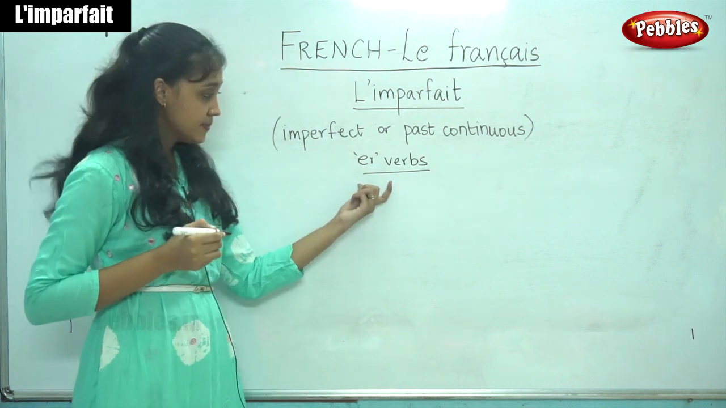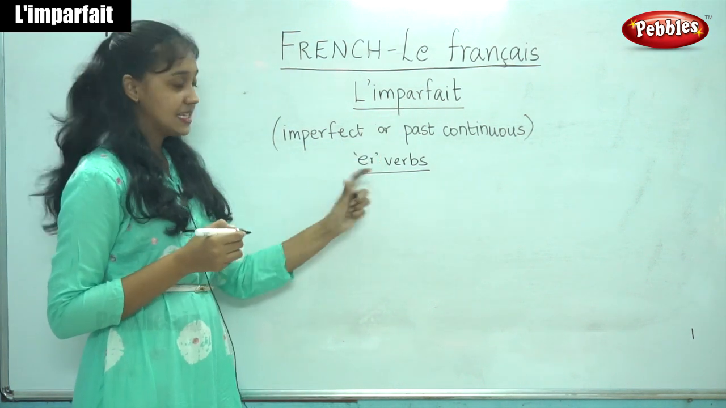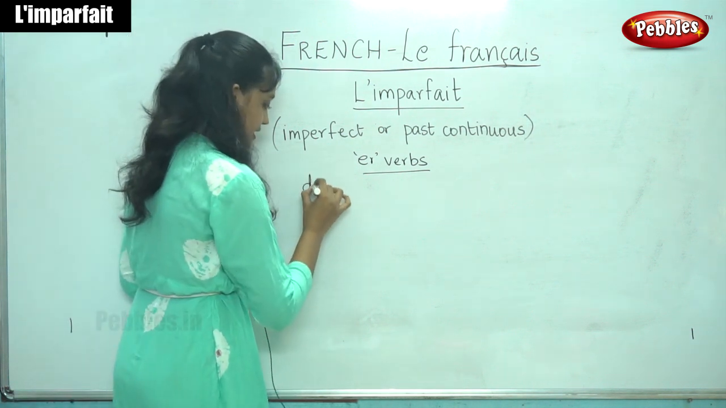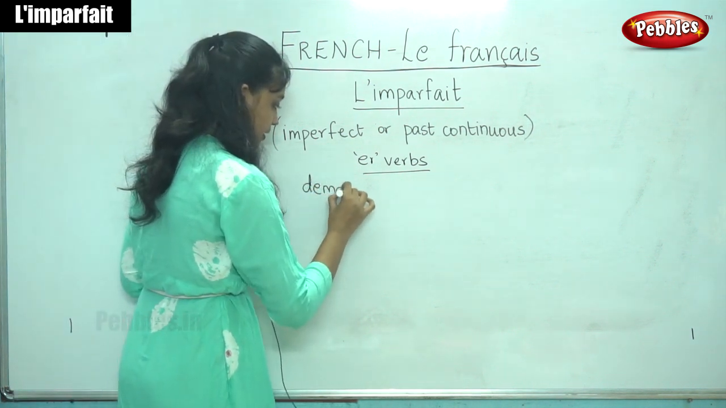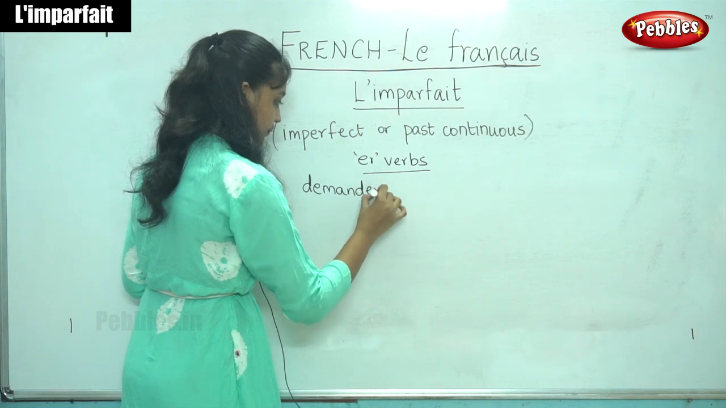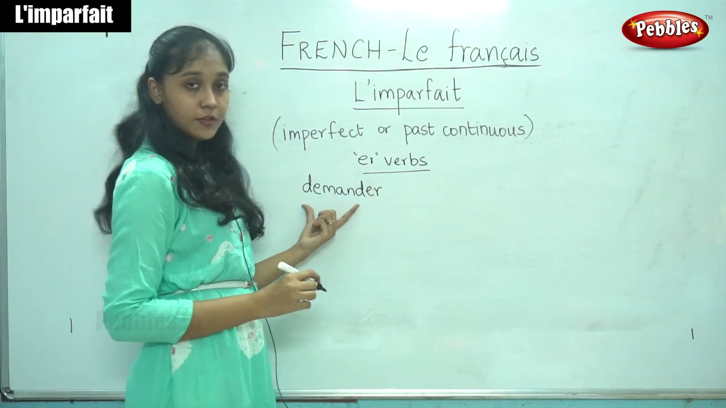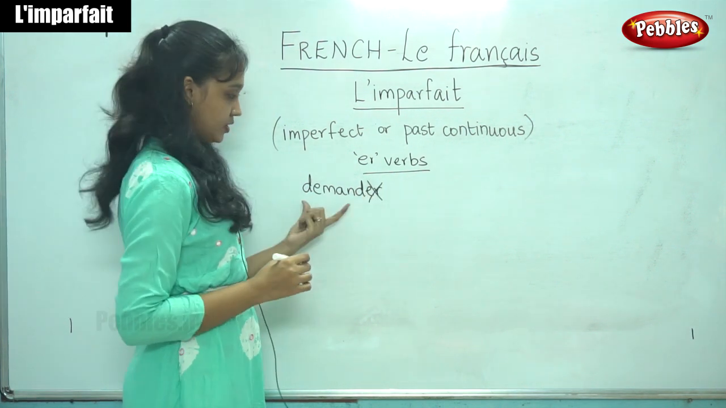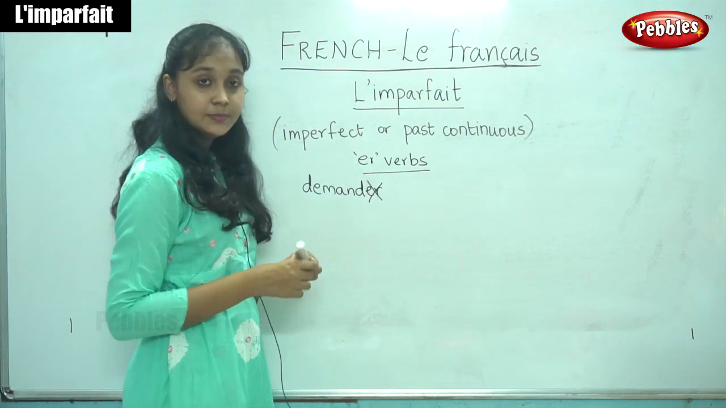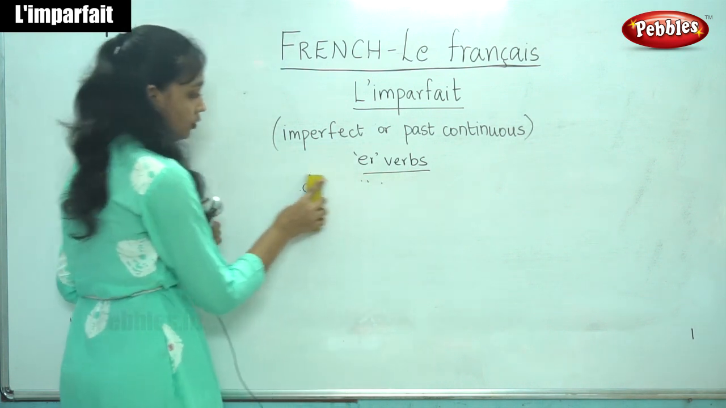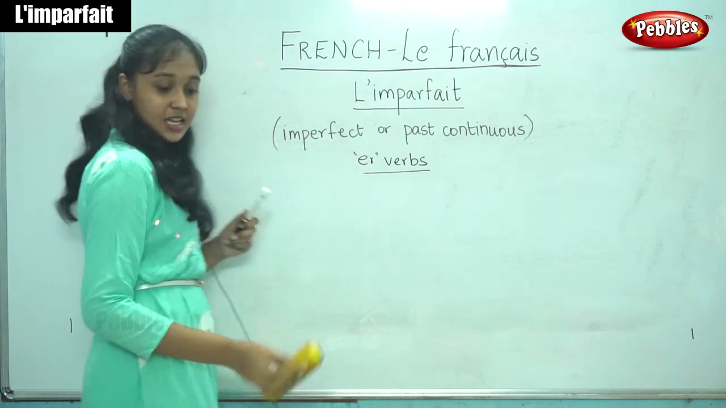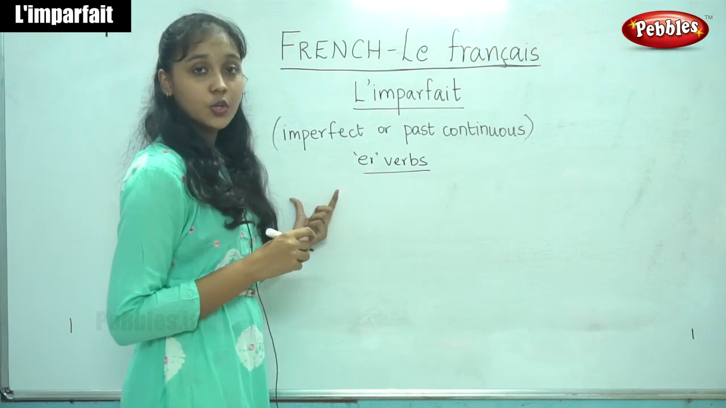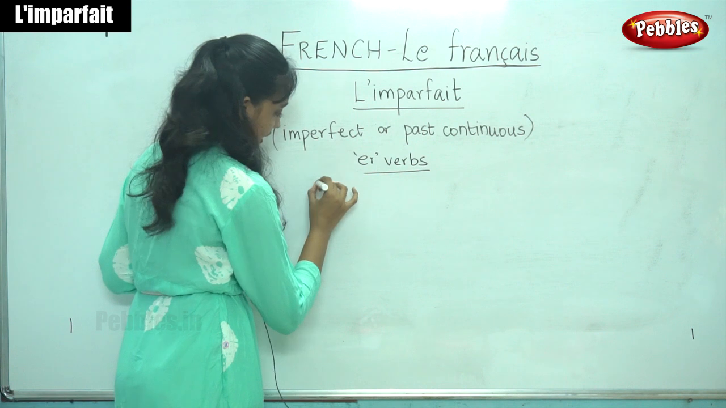For the ER verbs in imperfect, the stem is formed by removing ER. Let us take for example the verb demander. So the stem for imperfect is formed by removing ER. So demand is the stem. Now I will tell you the endings. Kindly note it down. I hope you have your notebook along with you. Note down the endings.